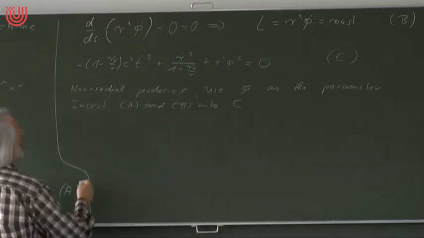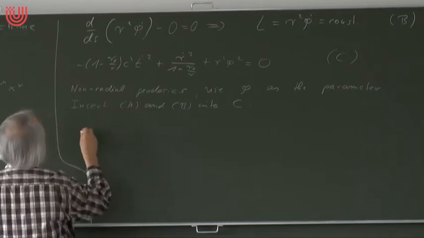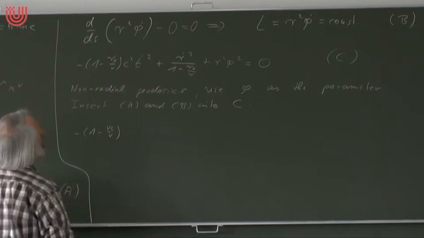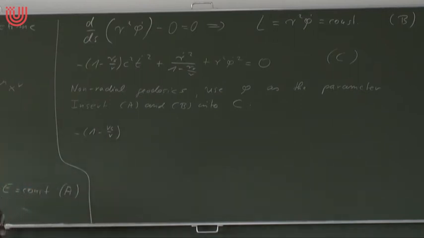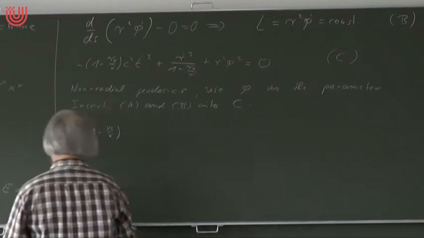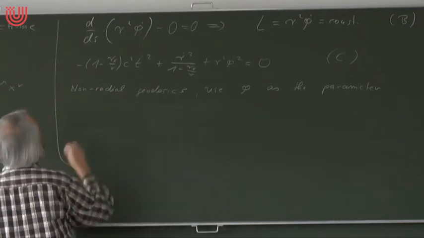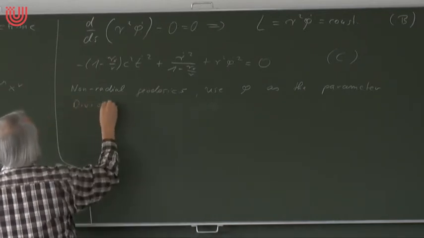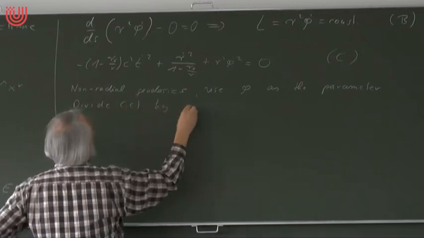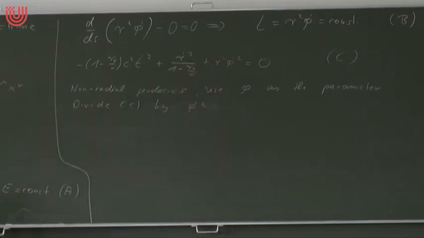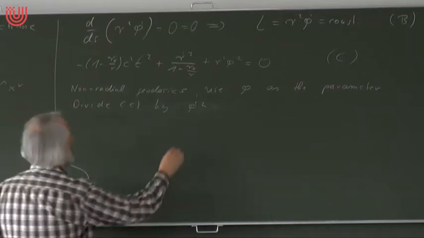So I write C again. Minus 1 minus r_s over r. Oh, wait a minute. Maybe first I divide by phi dot squared. Maybe that's a better idea. I jumped one step ahead. So I divide C by phi dot squared, because then I get here r dot squared divided by phi dot squared, and that's the dr by d phi squared. So this gives me the orbit equation.